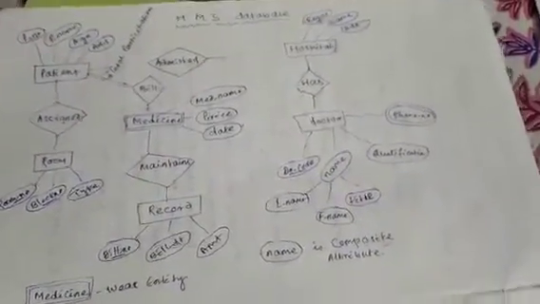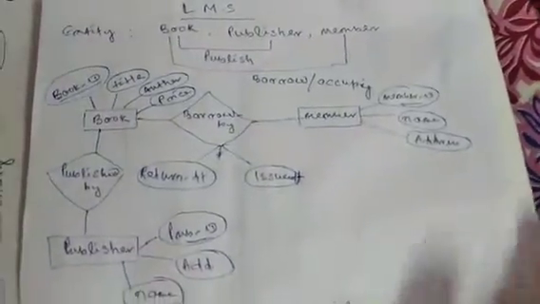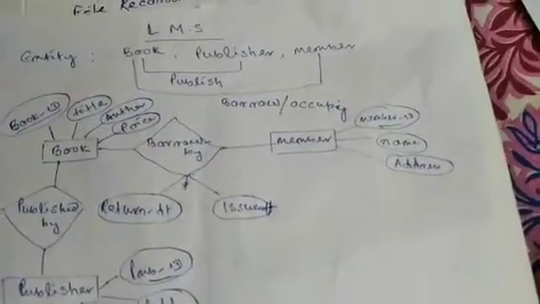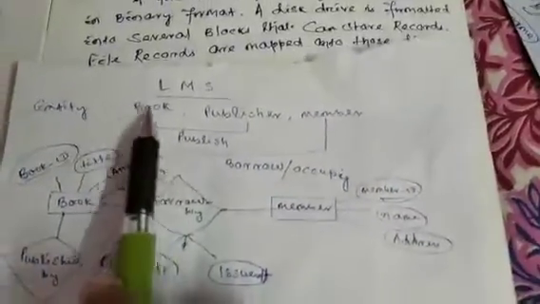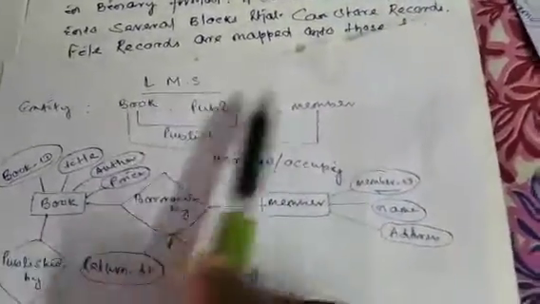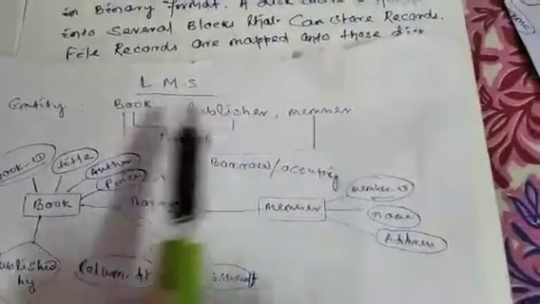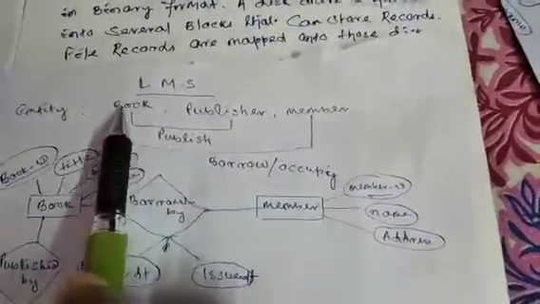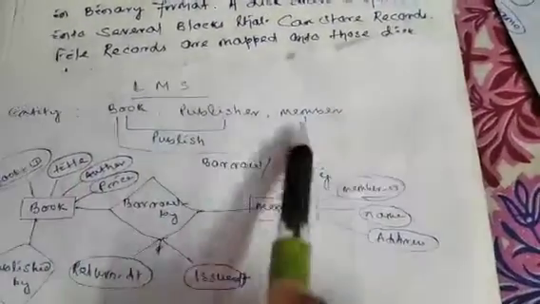Another example I will give you is a library management system. I have drawn the ER diagram for this one. In the library management system, we have three entities: book, publisher and member. The book is related with a publisher because a book is published by a publisher, and again this book must be borrowed by a member. So book and member must be related.